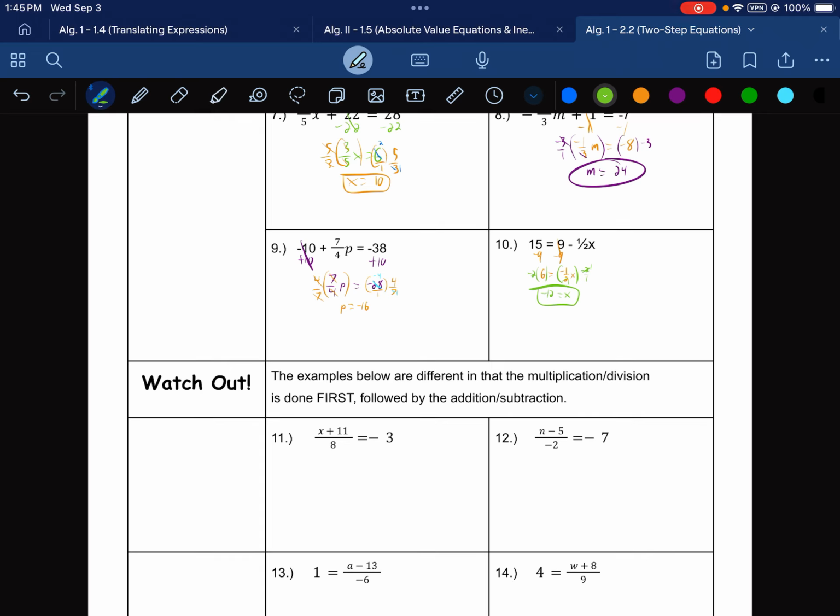Now here it says, watch out! The examples below are different in that the multiplication and division is done first, followed by the addition and subtraction. And let me explain why that is.